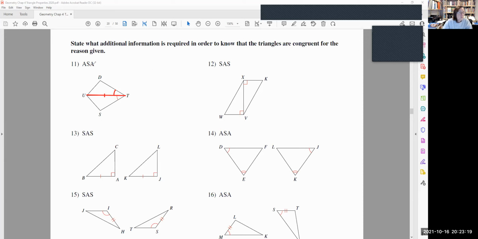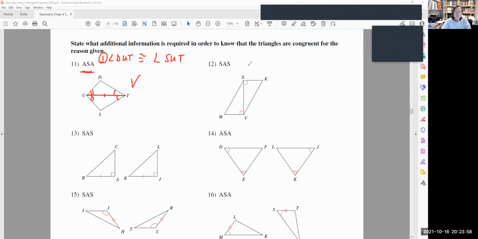And then I just need one more angle, right? And it's got to be on the other side. The side has to be in the middle. So what we have to have is this configuration here, okay? So what we would say is the additional information required is we would need angle DUT congruent to angle SUT, okay? So that's part one for this, all right? And that's really the only part of it, because once I get that, then I know I have angle, side, angle congruency. Then it works, okay?